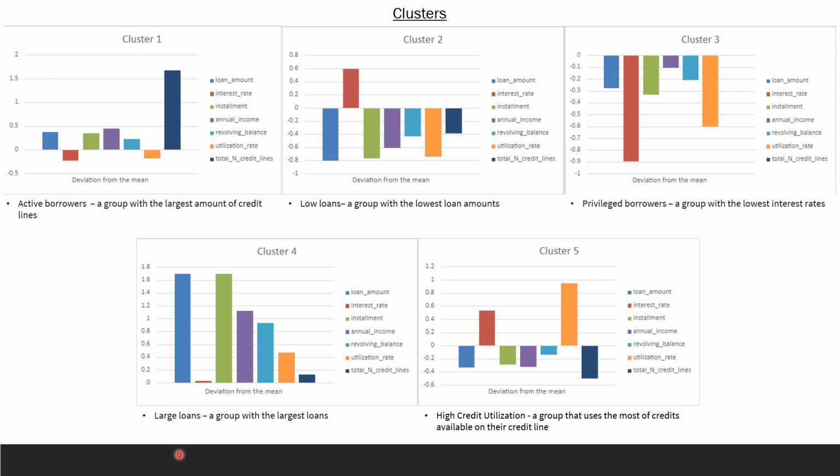Let's examine each cluster more closely and briefly identify the differences between them. Cluster 1 stands out due to its high number of credit lines. In Cluster 2, all features except for interest rate are below the average line, as you can see on the graph. Cluster 3 consists of loans with the lowest interest rates. Cluster 4, on the other hand, is the opposite of Cluster 2, with large loan amounts and installments, among other characteristics. Finally, Cluster 5 has a significantly higher utilization rate.